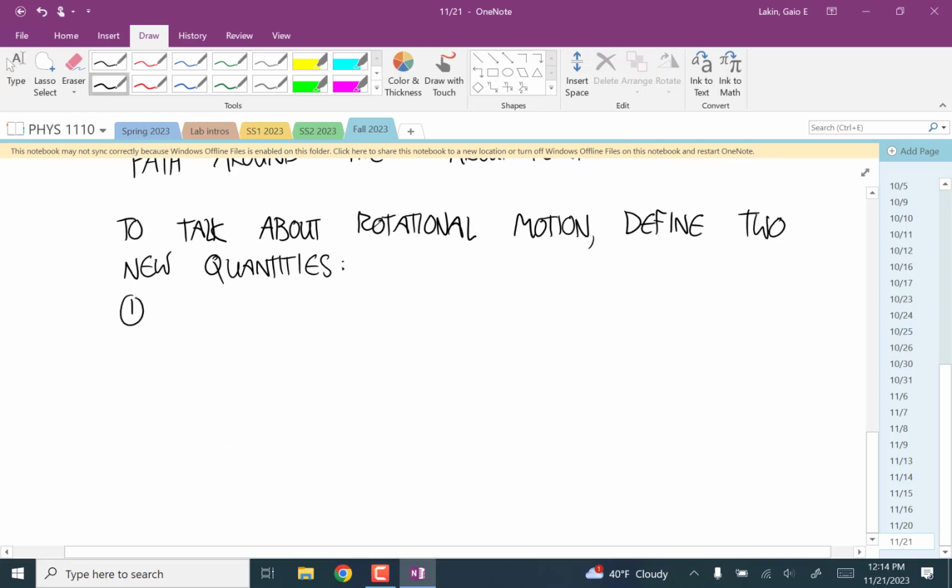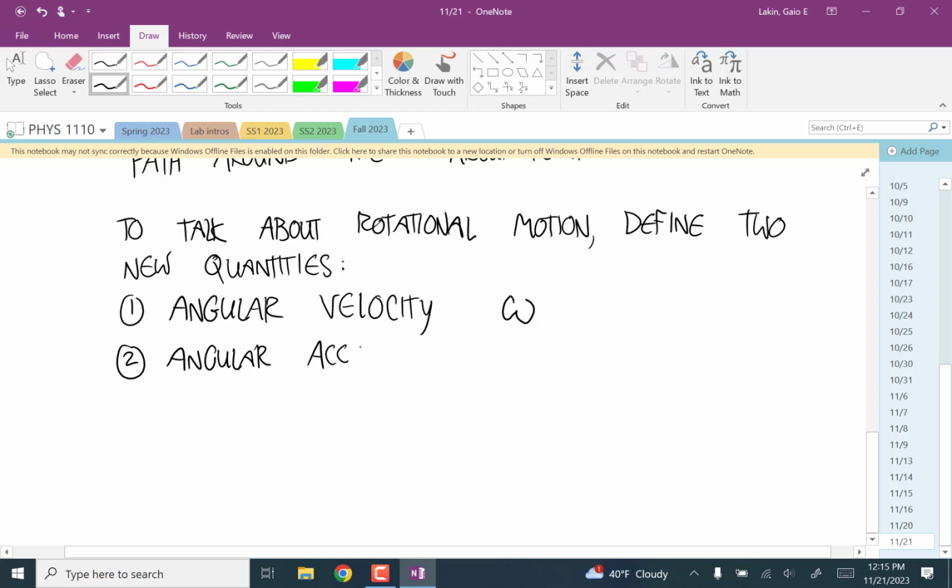And those are angular velocity, and we're going to represent that with the lowercase Greek letter omega. It looks like sort of a round W. And second, the angular acceleration, and we're going to represent that with a lowercase Greek letter alpha. Looks like a goldfish going to the left.